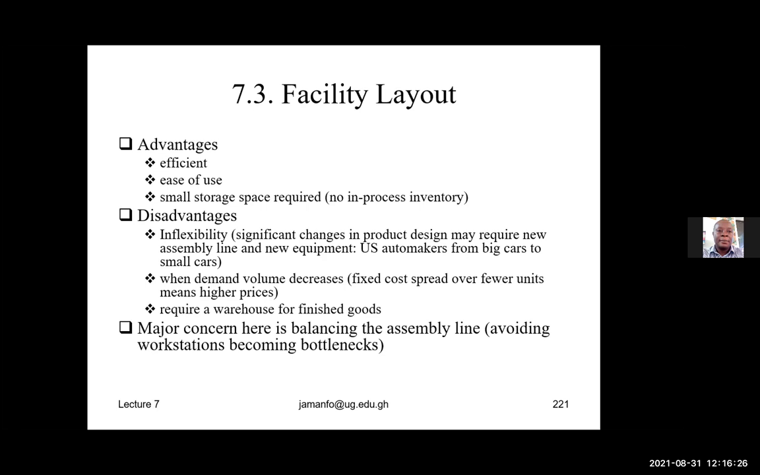At the time, Japan's Honda had a layout which could accommodate both saloon cars and SUVs. So they made a lot of money because they didn't have to change their facilities or equipment. They just had to swap. But what we are saying here is that for product layouts, that inflexibility could be a disadvantage. It may also require a warehouse for finished goods.